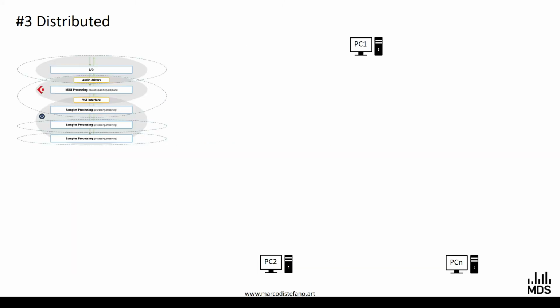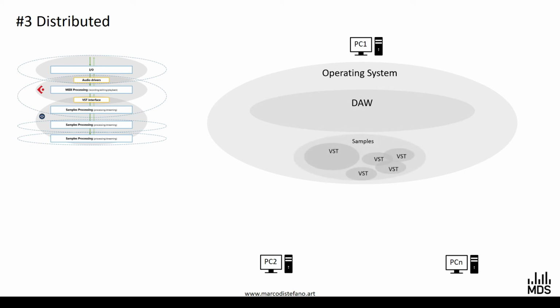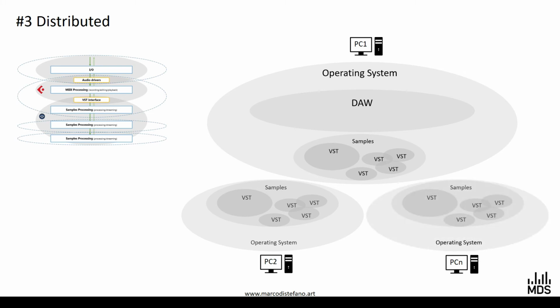Let's look in detail at this solution. What happens is that you will have your PC1, where you will still have your operating system. You will have your digital audio workstation with the projects, and of course also your samples and VSTs loaded here. It doesn't make any sense to have a PC with only the digital audio workstation, unless you are using a PC1 like a laptop where you don't have that much capability. And then you can have a second PC with another operating system where you only have your samples processing with all the VSTs, and then, why not, yet another one.